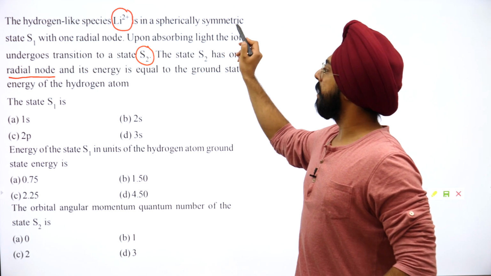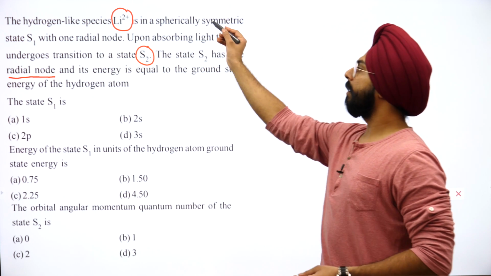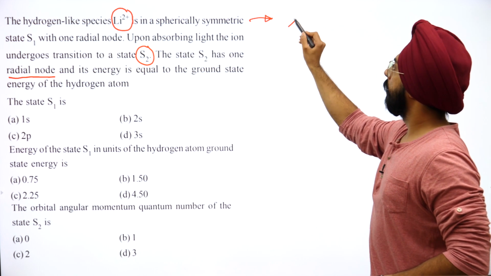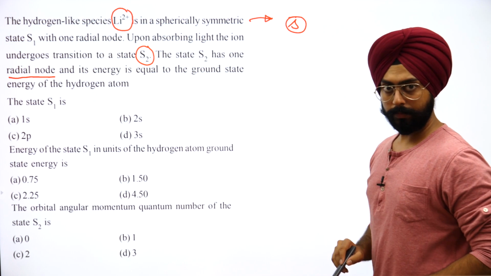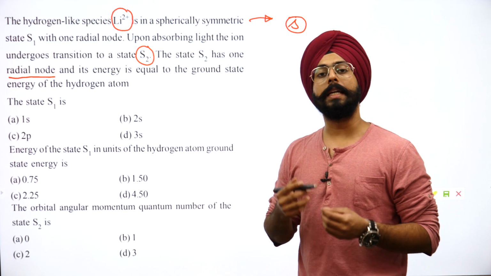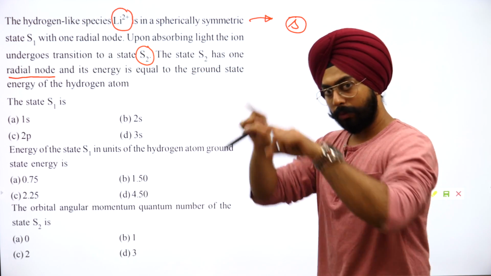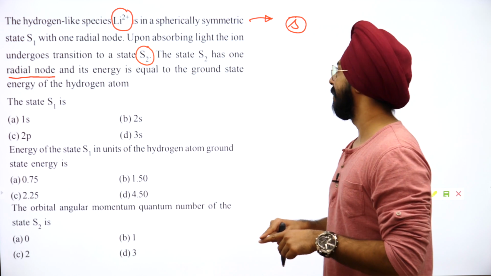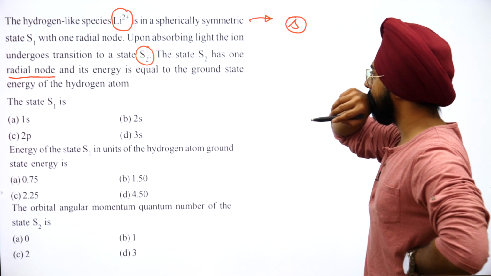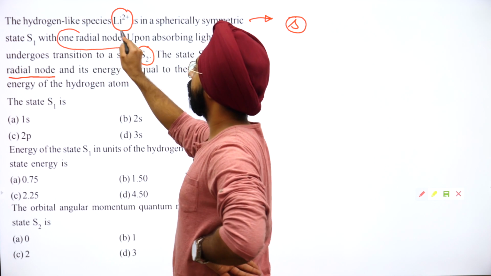First is in a spherically symmetric state with one radial node. Spherically symmetric states are all s orbitals. P orbital is not spherically symmetric, D orbital is not spherically symmetric, neither is the F orbital. Only the S orbitals are spherically symmetric. Yes, they are perfectly round, the S orbitals. So now in the S orbital, what's happening over here is you have one radial node.